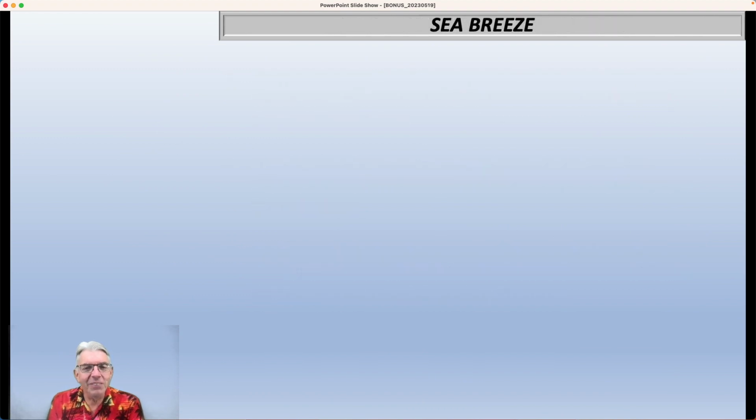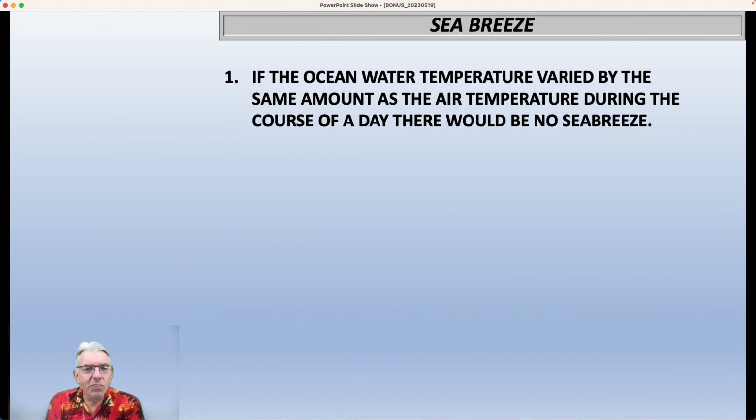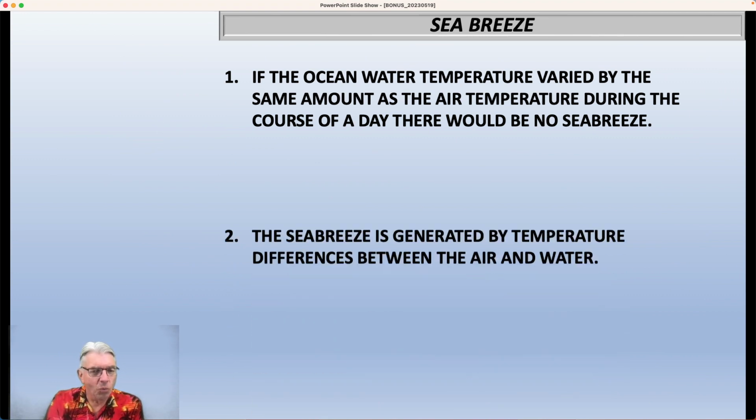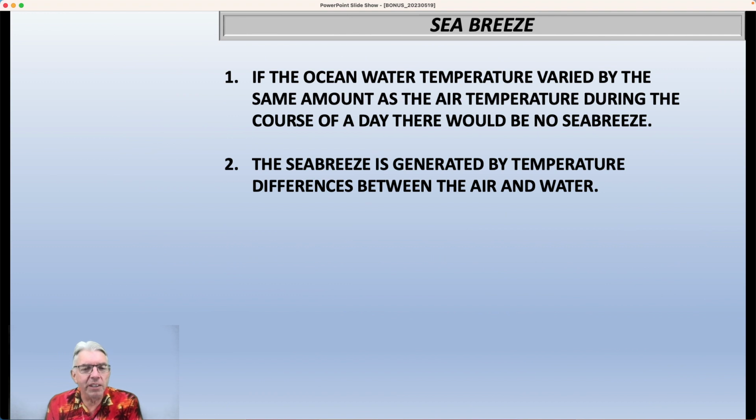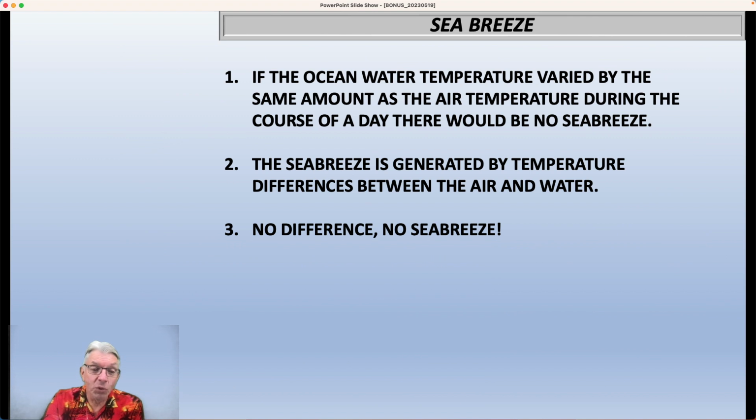So with regard to the sea breeze, if the ocean water temperature varied by the same amount as the air temperature during the course of a given day, there would be no sea breeze. Why? Because the sea breeze is generated by temperature differences between the air and the water. Generally, it has to be at least 6 degrees Fahrenheit or more in order to set that circulation up. So no difference in temperature, no sea breeze.